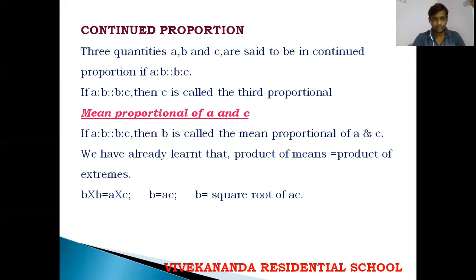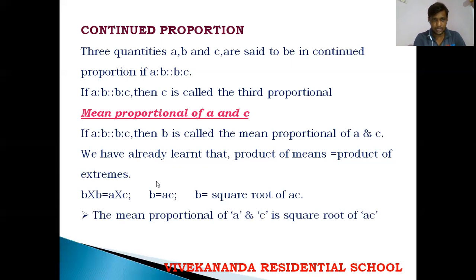Here there is a typing mistake. This is not B, it should be B square is equal to AC. The mean proportion of A and C is the square root of AC.